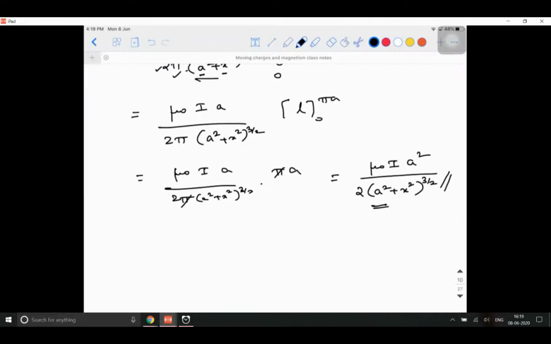One common mistake that happens is just because it is a circular loop, many students think that there will be a pi in the denominator. There is no pi for it. There is no pi term at all in this expression. So please be careful about this one. So this is going to be the total magnetic field.